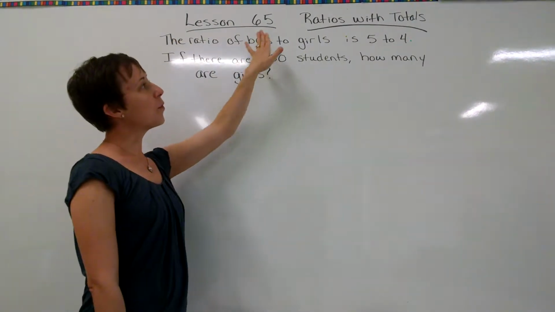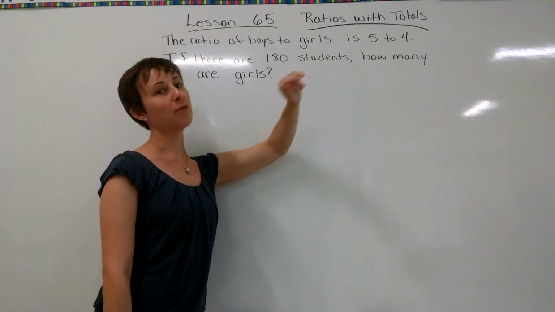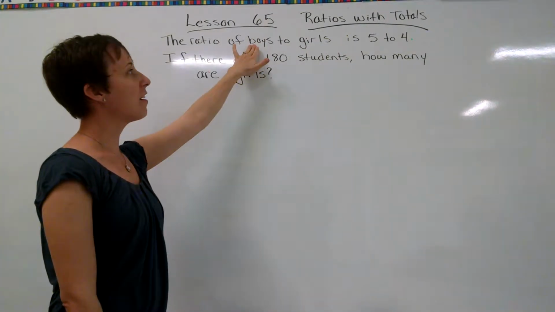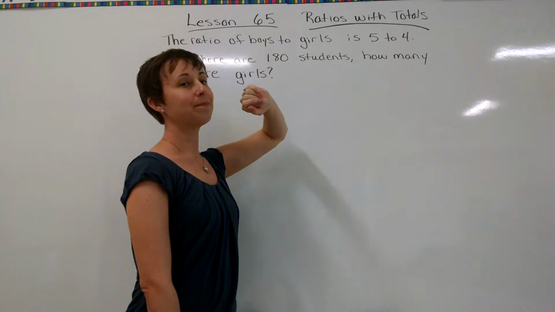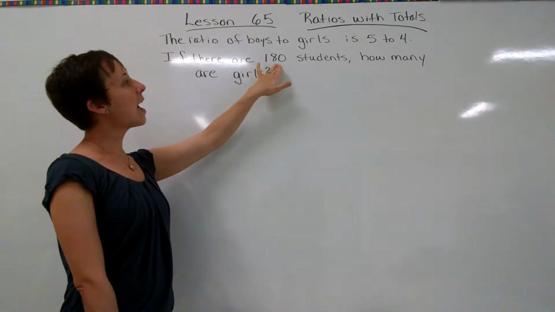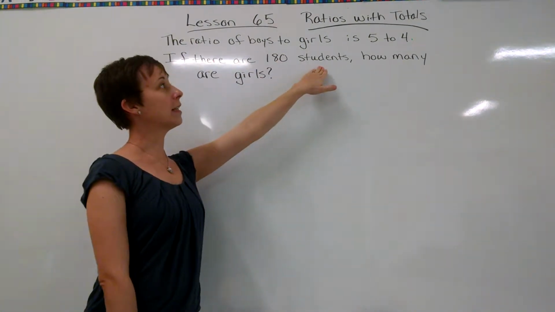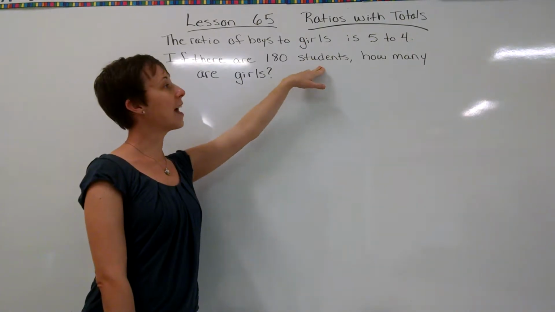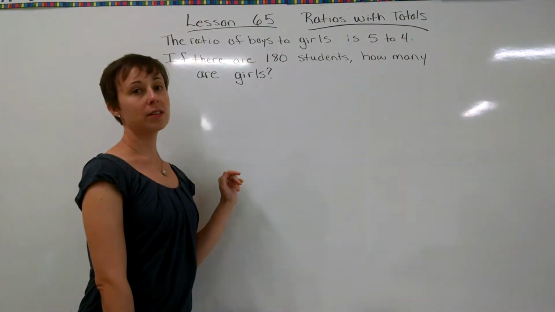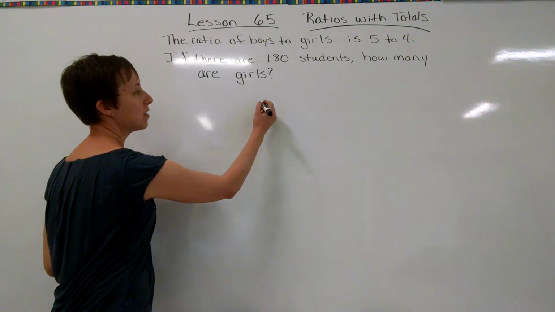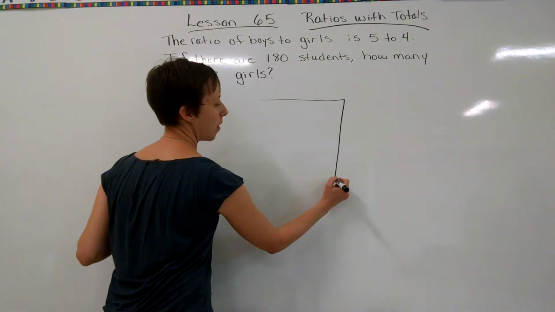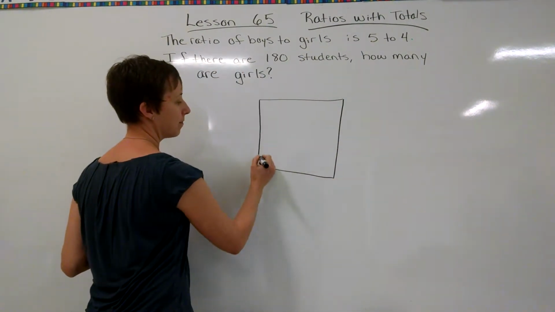The ratio of boys to girls is 5 to 4. That means for every 5 boys, there are 4 girls. If there are 180 students, so that would be boys and girls together, how many are girls? Remember we learned in our last video to draw a ratio box to help us solve this problem.